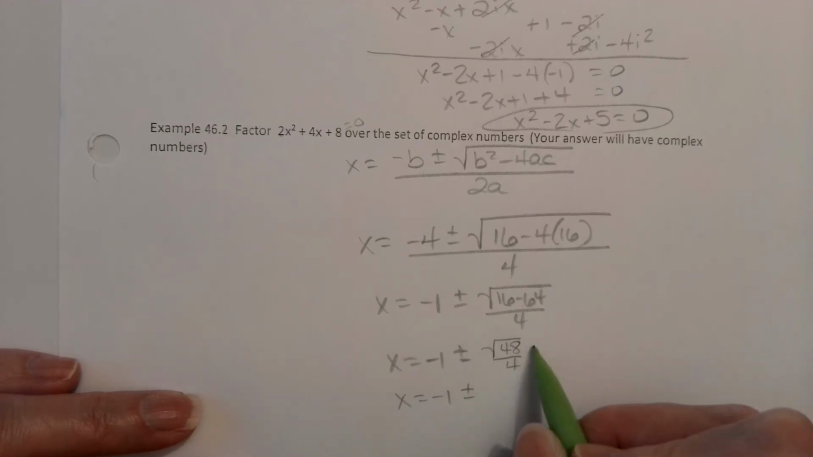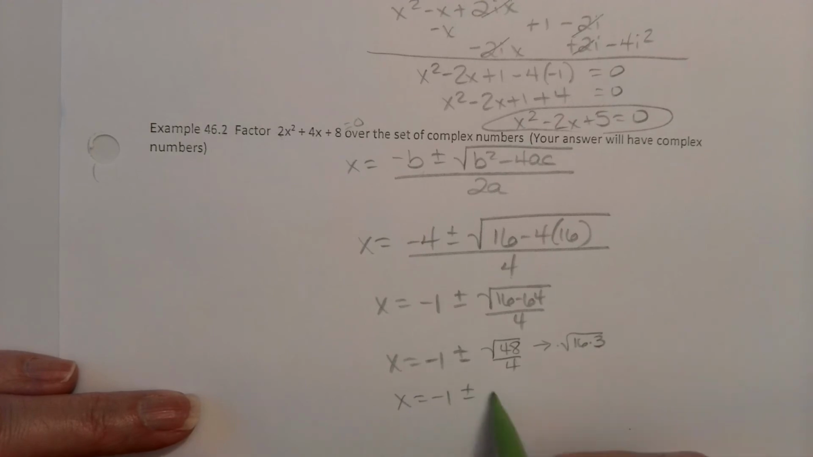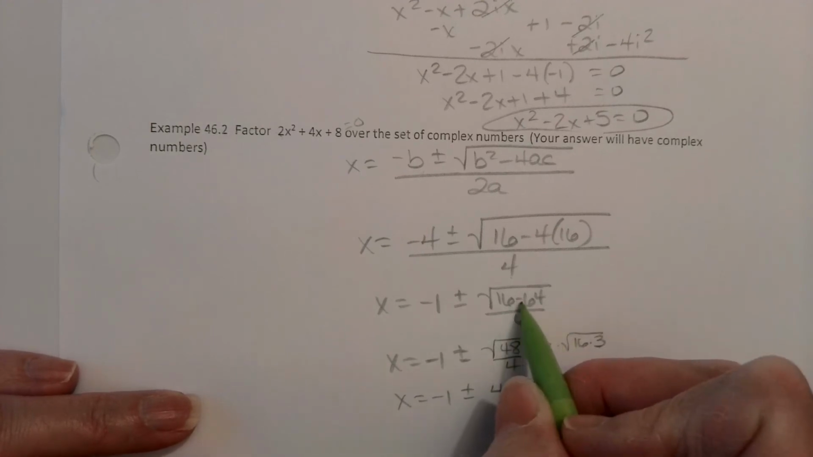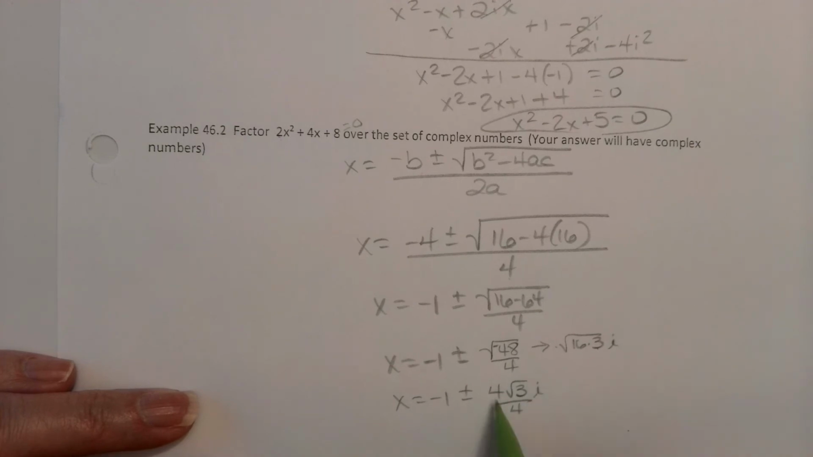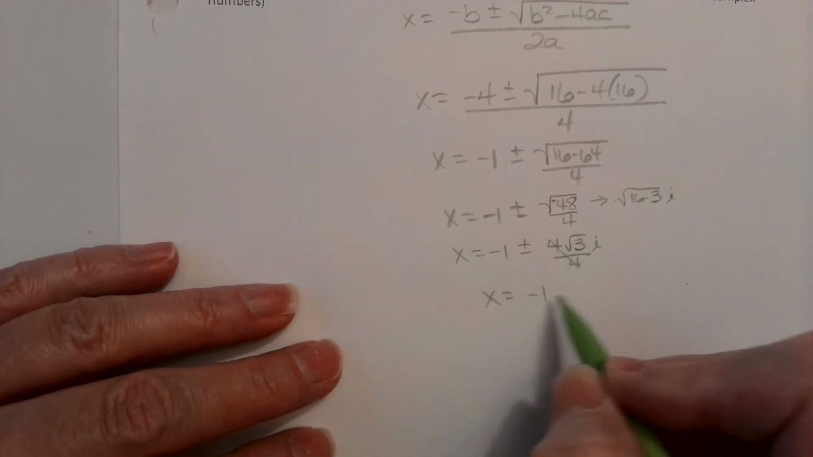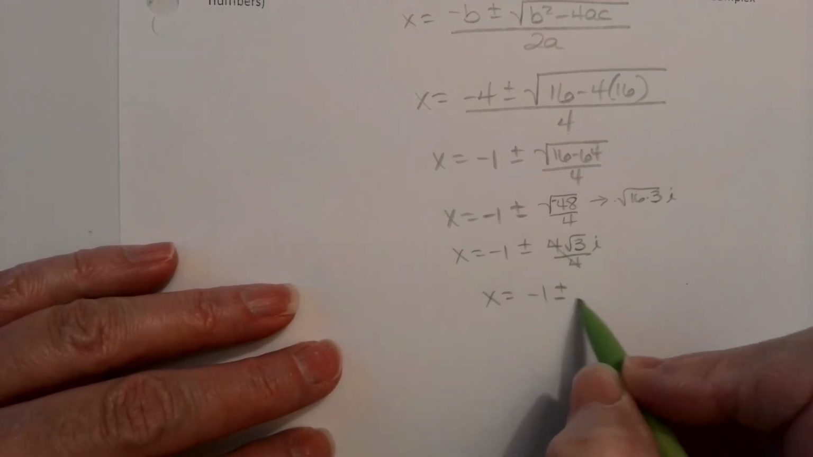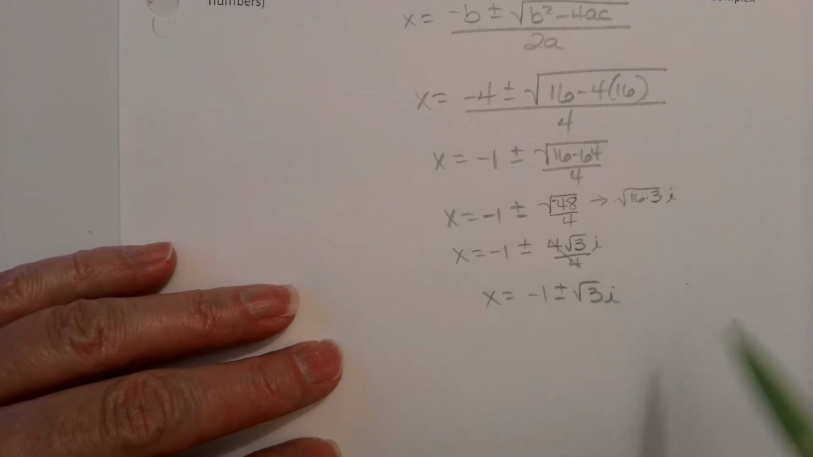So 48 is the square root of 16 times 3. So that comes out as a 4, and I have the square root of 3 over 4. But it's negative, because see, this was negative, right? So that means I have an i here and here. Those cancel. So my final answer is -1 plus or minus the square root of 3i.